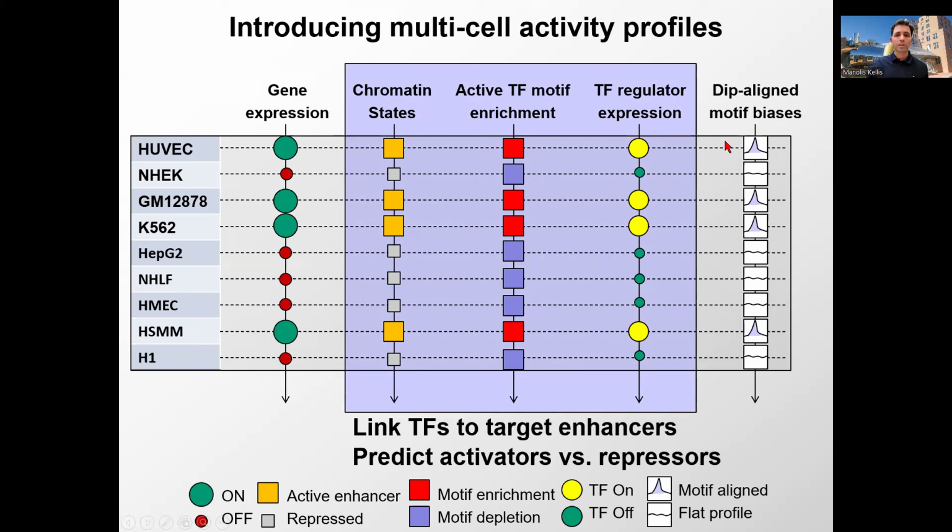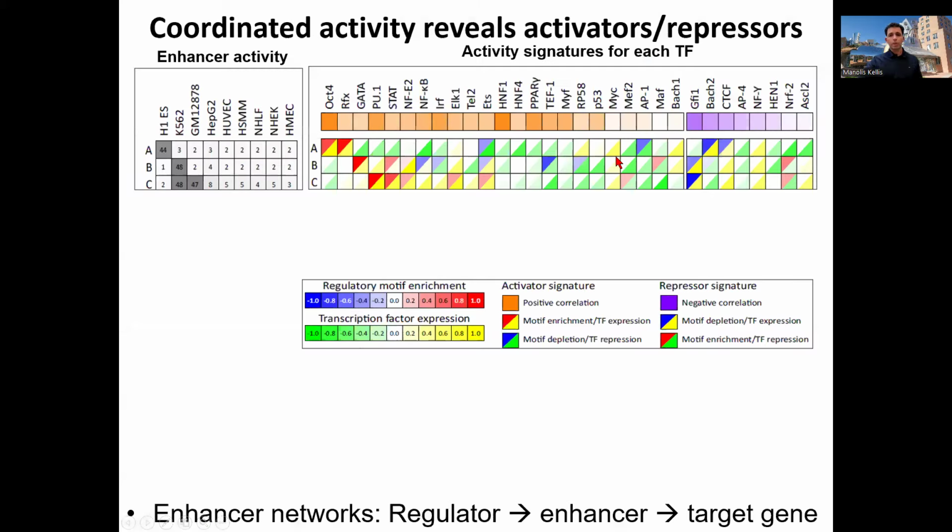But now I can look at the three-way correlation between the turning on of an enhancer region, the enrichment of the corresponding motifs, and the expression of the corresponding regulator. Okay? Raise your hands if you're with me here. 5, 4, 3, 2, 1. That's awesome. Great. All right. This is where it gets a lot of fun.